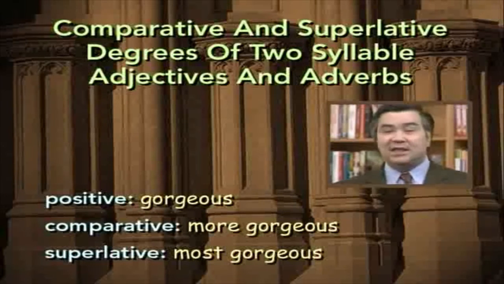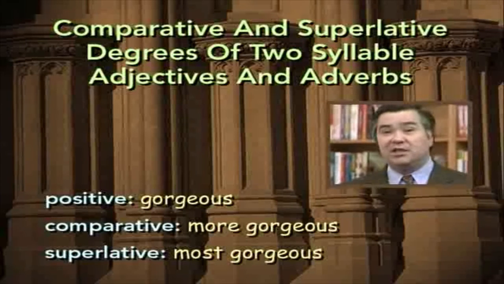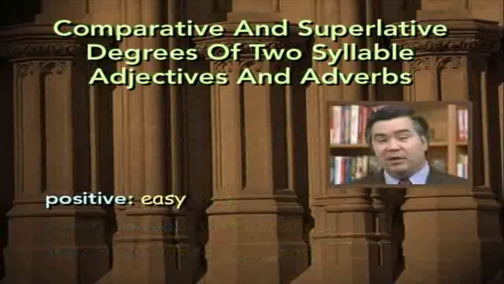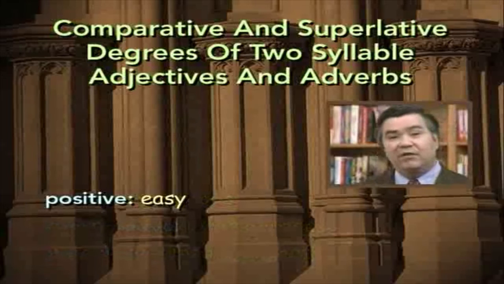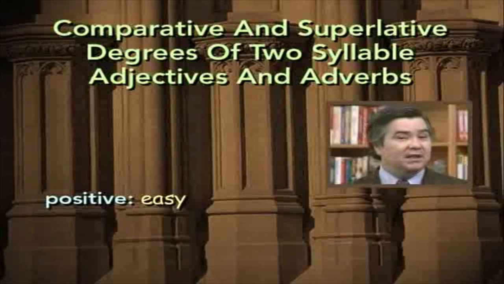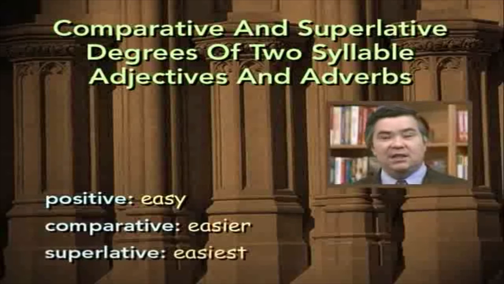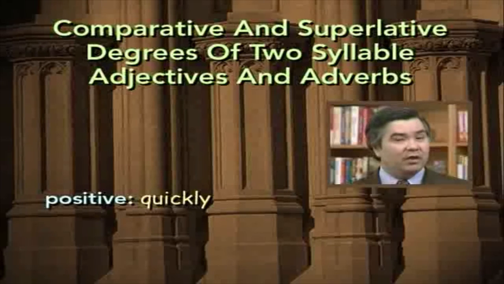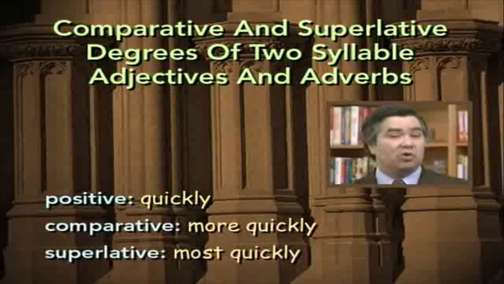You can try this exercise with other 2-syllable adjectives and adverbs. Easy, for example, would probably be translated into the comparative and superlative degrees by adding er and est. Easy, easier, easiest. Quickly, on the other hand, sounds less awkward if you use more and most. Quickly, more quickly, most quickly.